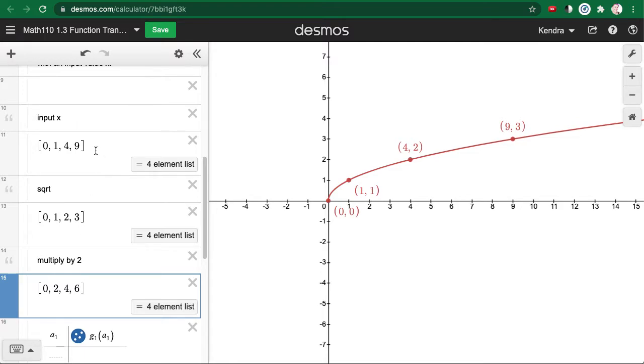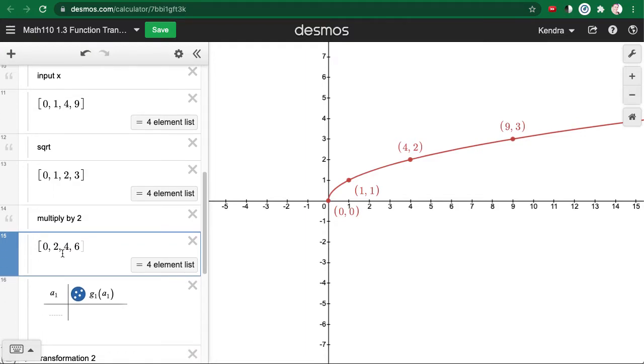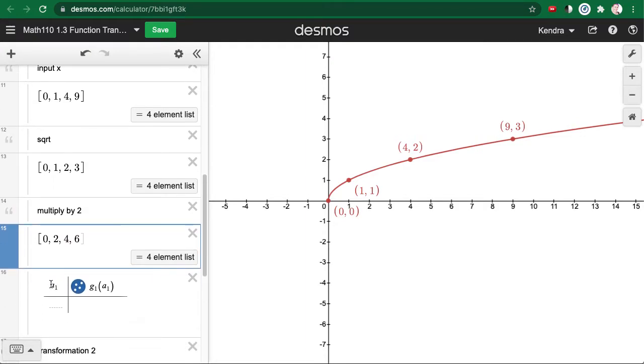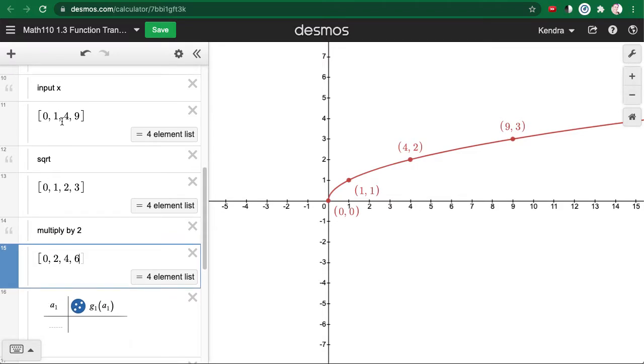So this is me actually tracking an input to an output of this g function, and I'm just going to double check that if I put these input values into my function g, then I will get these output values. The input values are 0, 1, 4, and 9.